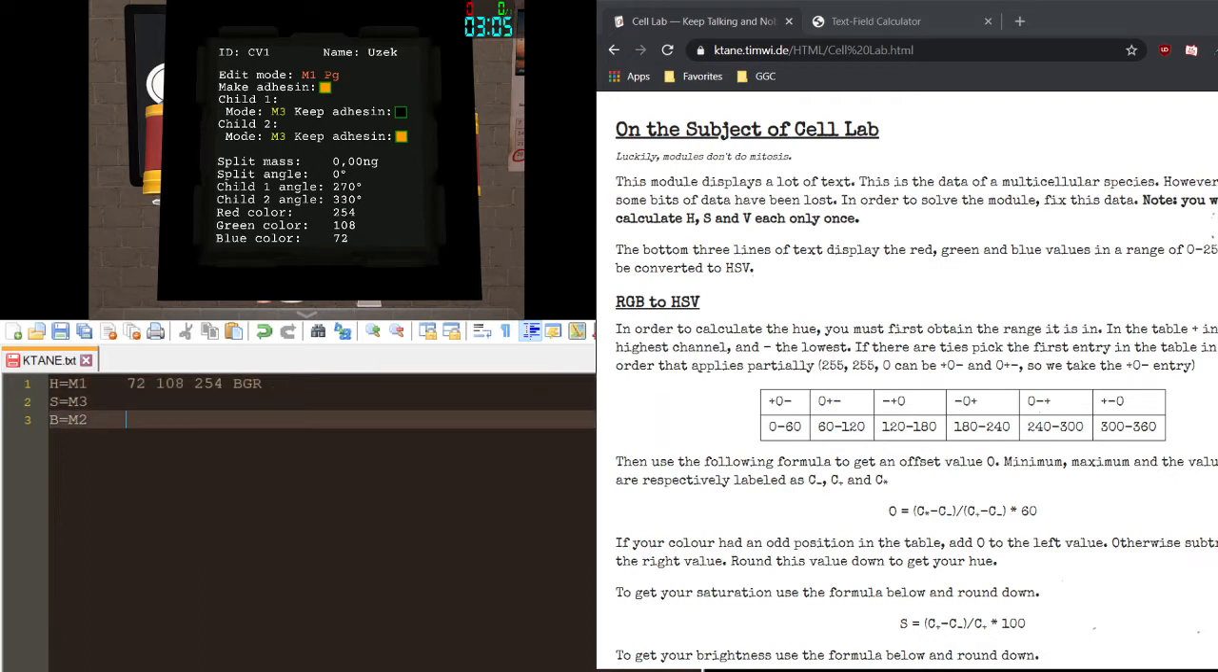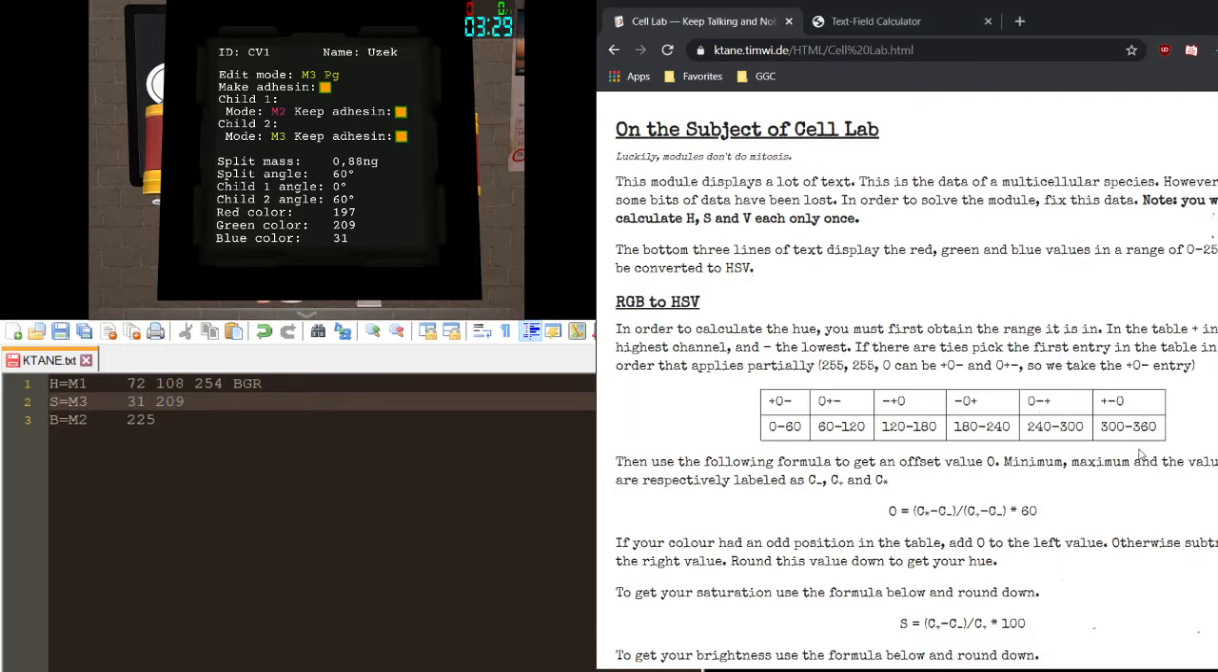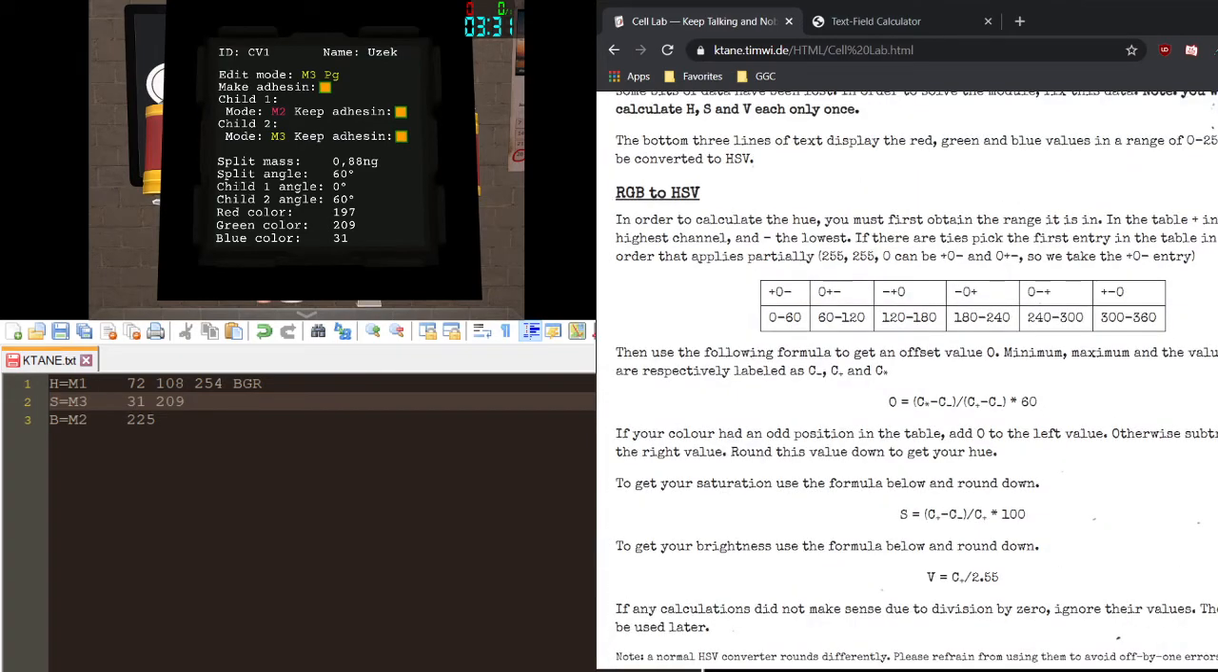For the cell missing brightness, all you need is the highest number of the RGB colors. 225 is higher than 46 and 106, so for this, we just need the highest number. And for the cell that needs the saturation, you need the highest and lowest numbers. So the lowest number is 31, and the highest number is 209. Now we can start calculating hue, saturation, and brightness.